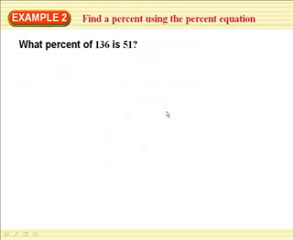All right, so example number 2, finding the percent using the percent equation. So the percent equation is, oh, you know what?